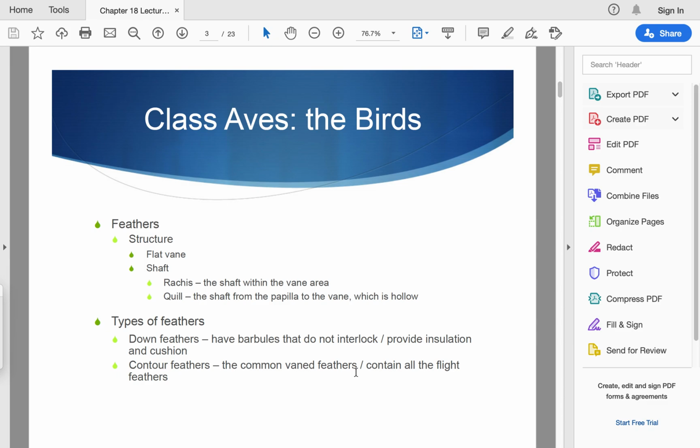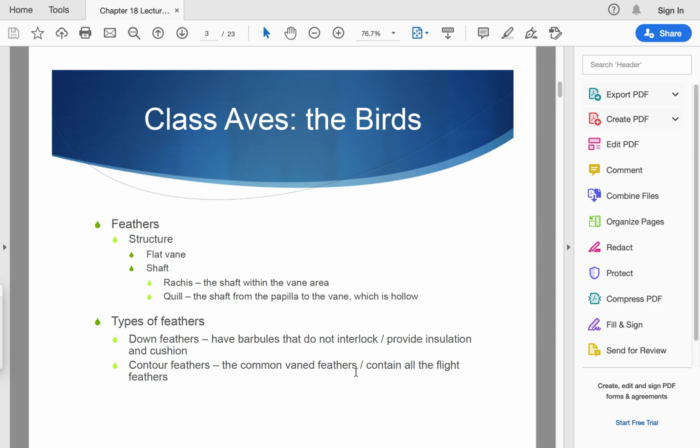And you can break down that shaft into the part that you would hold if you found a feather, the part that you would pick up, right? That is the quill. And then the thinner part, the rachis, is kind of like the center part of the feather where the soft part is. All right? And so there's two different types of feathers. It's important to know the difference. You have down feathers and contour feathers.